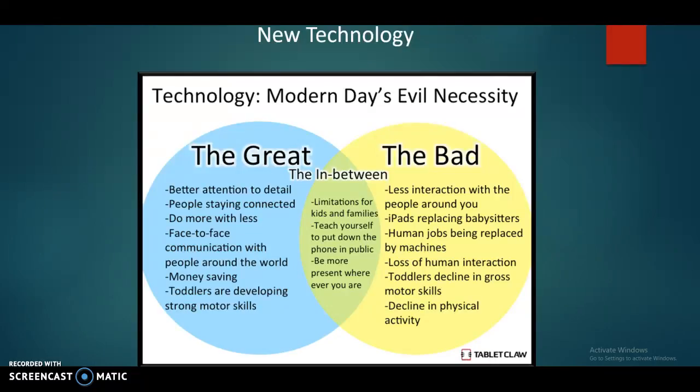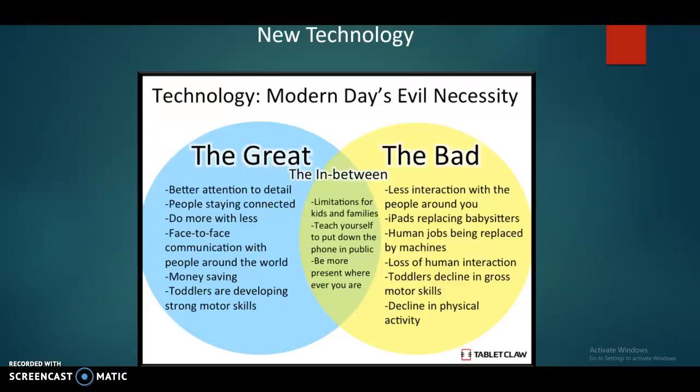Yeah, the bad part too that I noticed is that a lot of stores are closing because people are ordering or purchasing items online instead of actually going to the store and purchasing the item. That's one of the things that I've noticed.